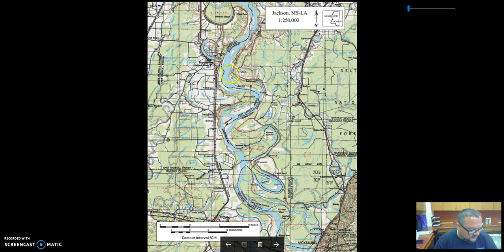So the gradient of the present course, which you weren't asked to do, I didn't ask you to do this, but the gradient of the present course today is that the stream is changing in elevation 0.384 feet every mile. So that means that every mile the Mississippi River is going down in elevation about, so what would that be? About 4 inches.